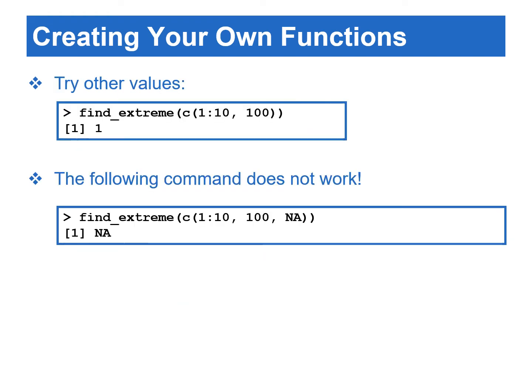After we finish writing the function, we should test the function by providing different values. We might need to modify the function if we see an unusual or unexpected result, or even an error. In the first example, we provide a vector containing 1 to 10 and 100, the function works, and it returns 1. In the second example, when we include a missing value into a vector, the function returns NA.